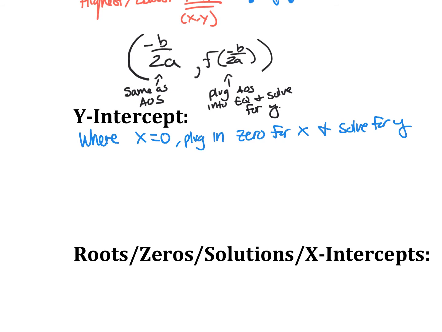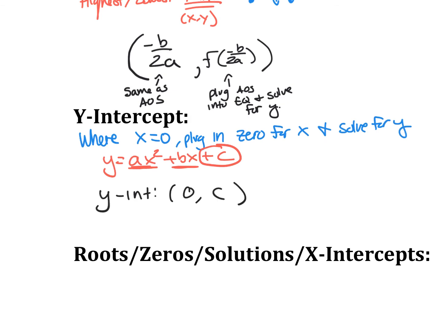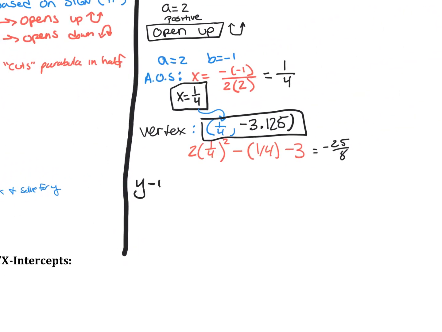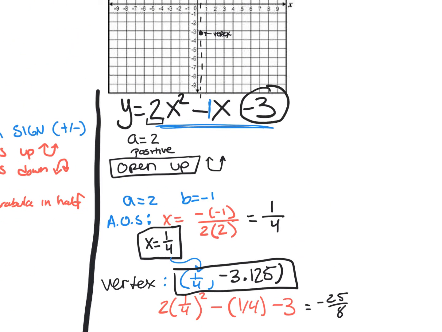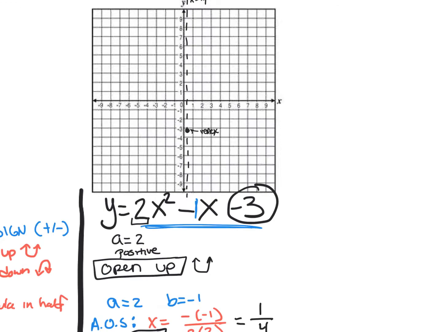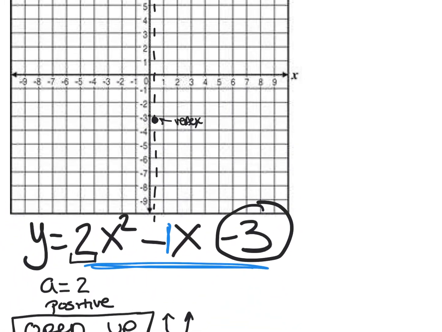Or, since when it's in this general form and you plug in 0 for x, this term will become 0, and this term will become 0, and you'll just be left with whatever c is. So a little shortcut: the y-intercept will just be (0, c), whatever the c value is. In our example over here, x is 0, and our y value would be c, which is negative 3. So we go to our graph on the y-axis, the point (0, negative 3). It's right there, close to the vertex.